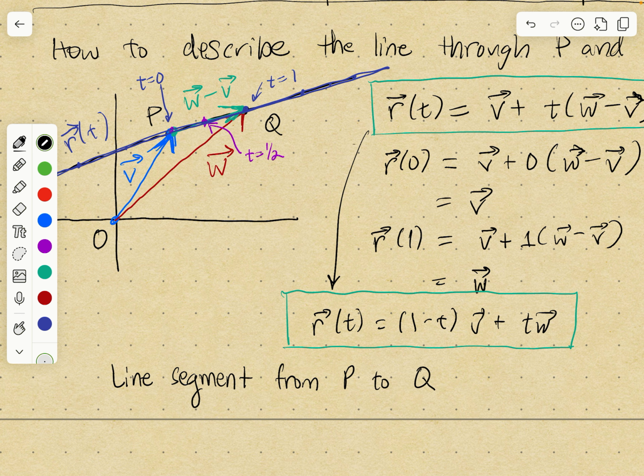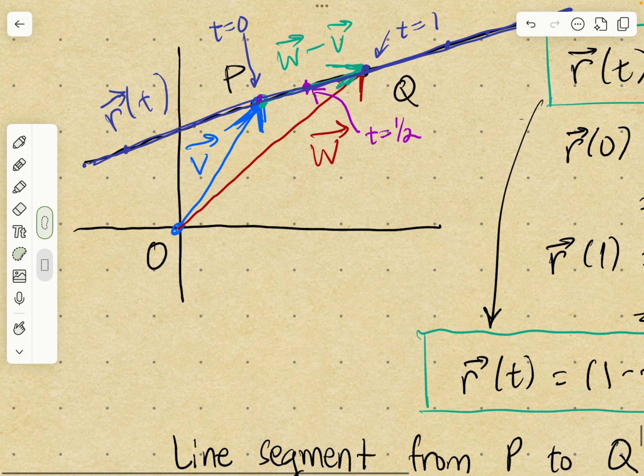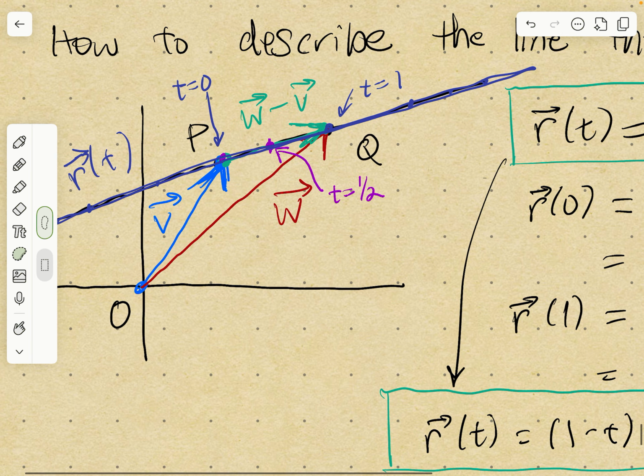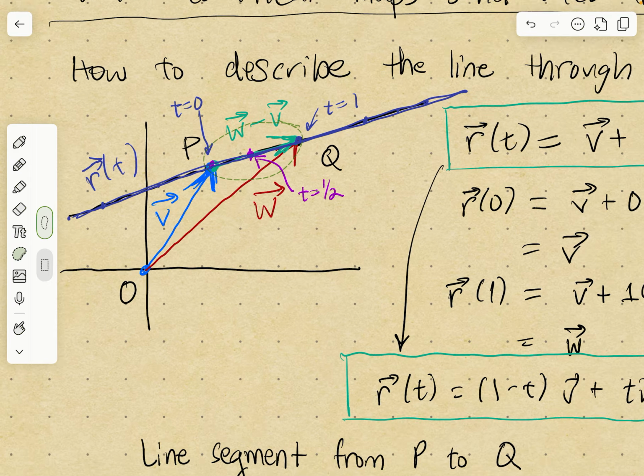It would just be the values of t from 0 to 1. Because if you plug in a t value that's less than 0, you're going to be on this part of the line. And if you plug in a value of t that's bigger than 1, you're going to be in that part of the line. If you want to be just between P and Q, those correspond to the points where t is between 0 and 1.